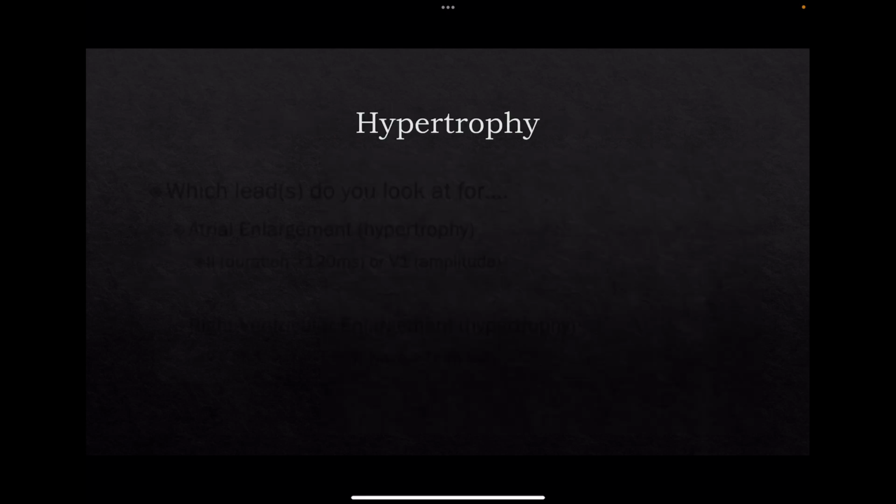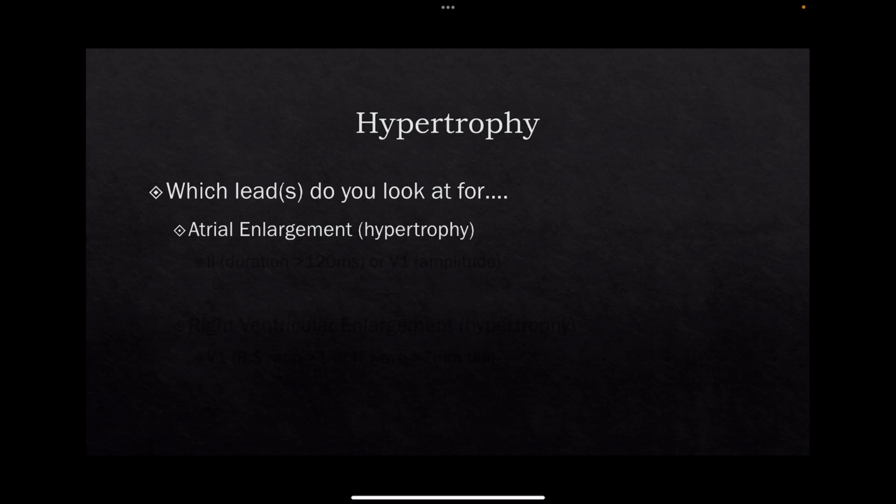Okay, moving on to hypertrophies. What lead do you look at for atrial enlargement? Lead 2 is a big one, but lead 1 can be used as well. So lead 2 duration should be greater than 120 milliseconds, meaning it's a bigger area, takes a little bit longer for all that electricity to get across. Or V1, the amplitude is going to be very high because you're looking at atrial hypertrophy. They're going to get very tall because the amplitude is bigger because there's more tissue.